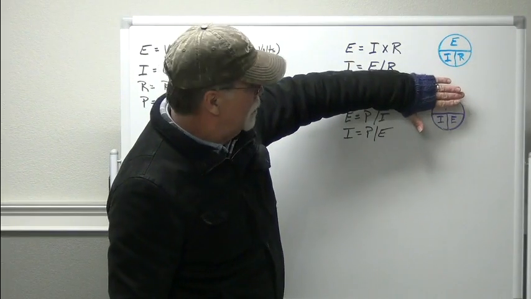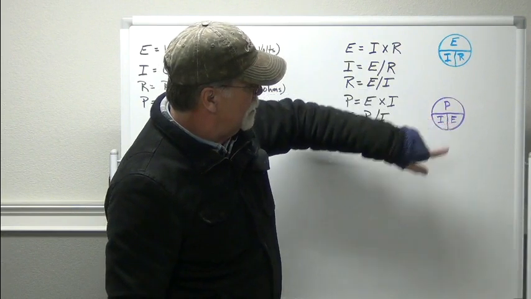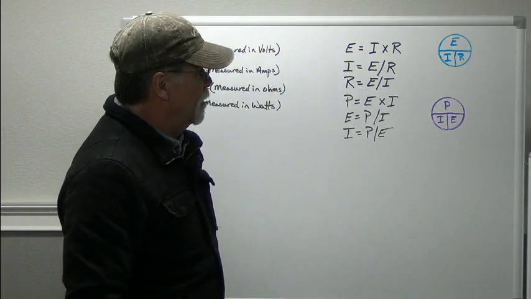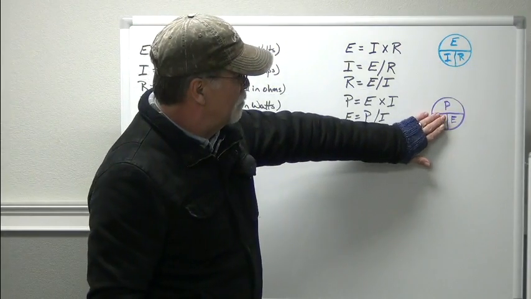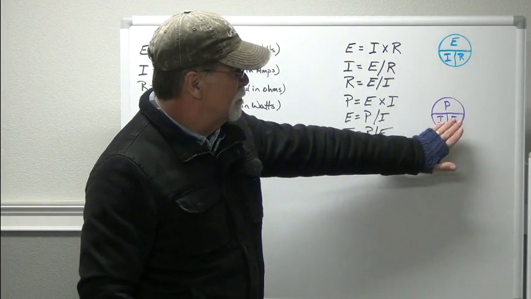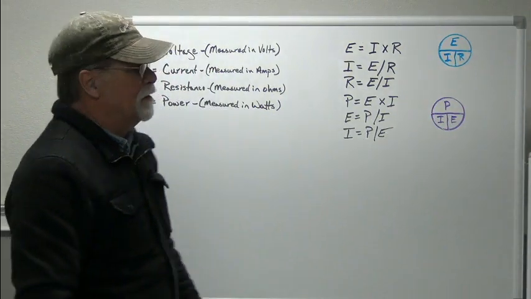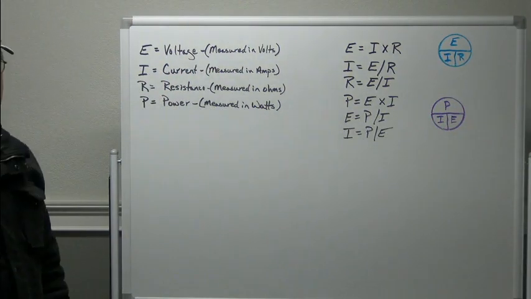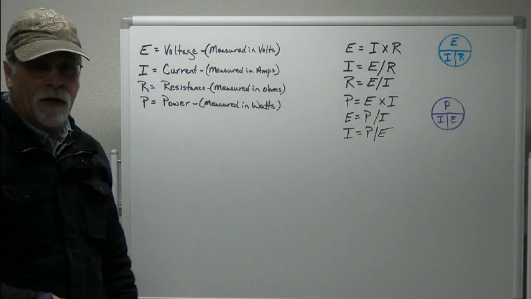You cover the power, it's going to be current times volts. If you want to solve for the current, again, it'll be power over volts, so forth. Okay? Just an easy way to remember this and to be able to recall it.